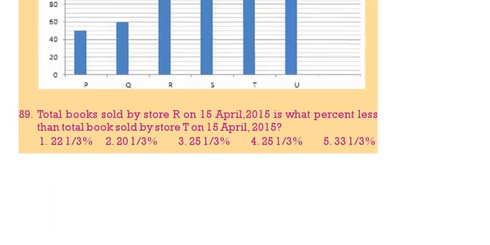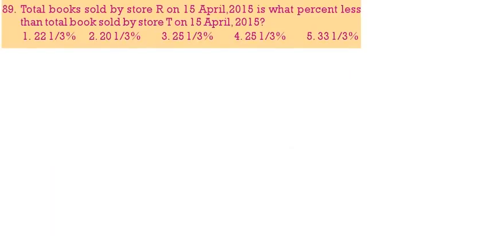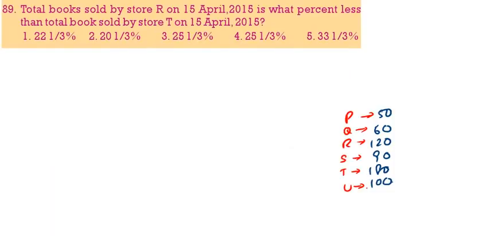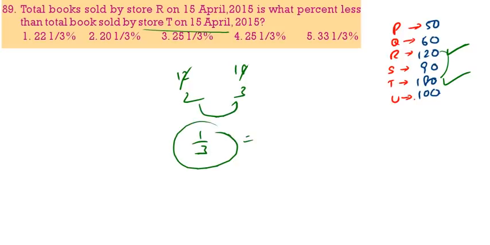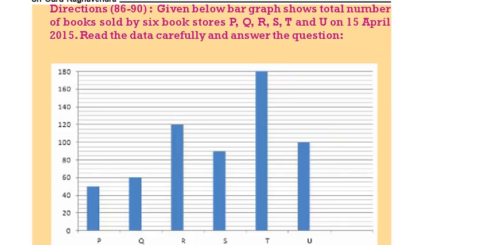See the next question. The total books sold by R in 2015, R 2015 is 120. It is how much less than T April 2015? 180. 120 is how much less than 180. So 12, 18, 2, 3. 2 is how much less than 3? 1 by 3. 1 by 3 is equal to 33 1 by 3. 33 1 by 3 is the correct answer.